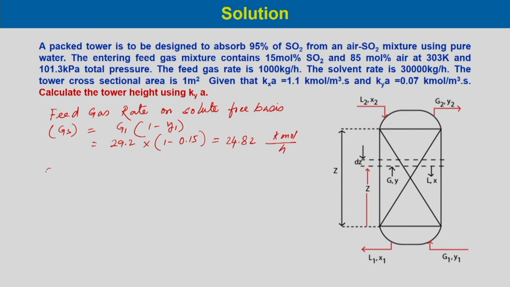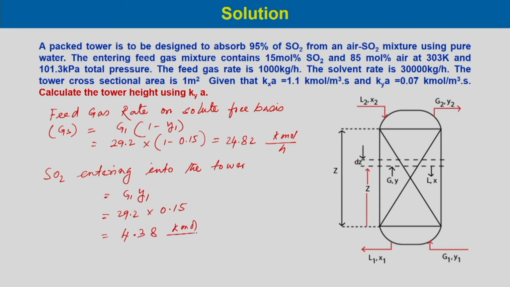Now, the SO2 which is entering into the tower is equal to G1 y1. If we substitute the values, G1 is 29.2 and y1 is 0.15, 15%. So, it is 4.38 kilomole per hour.